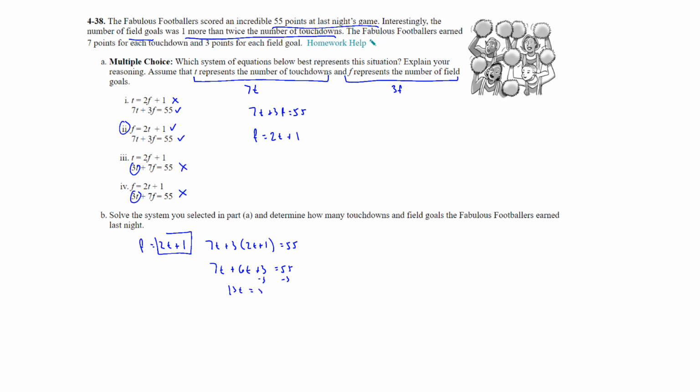Subtract the 3. So 13T equals 52. Divide by 13. 52 divided by 13 is 4. So it looks like we have 4 touchdowns. And then we can take T equals 4. And since field goals were one more than twice the number of touchdowns, it looks like we should have 9 field goals. So let's make sure we answer the question. There will be 9 field goals and 4 touchdowns.